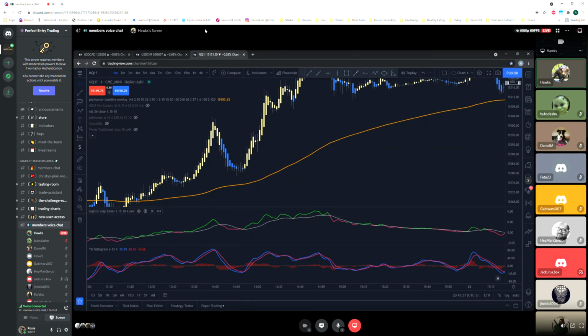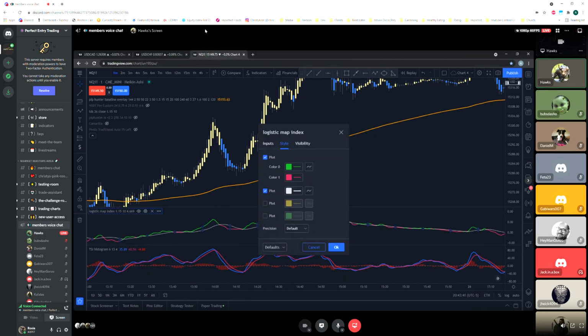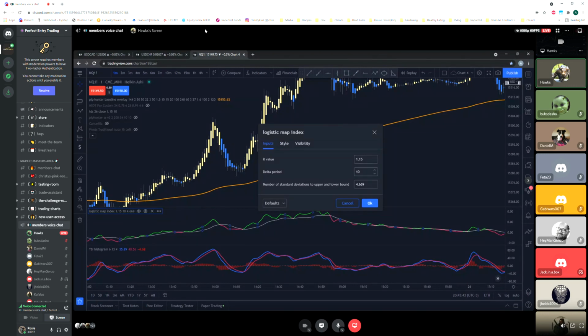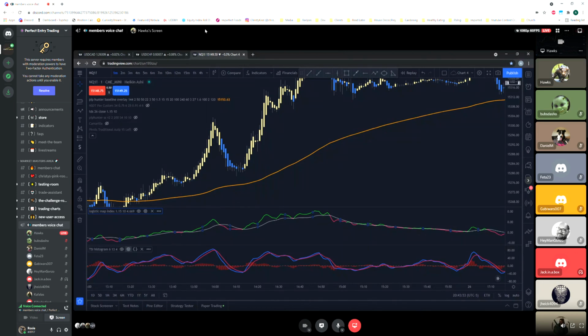If you can see right here on the LMI, I use the old LMI. These are my settings for it. It's the 1.15, and the delta is the 10. And the TSI is the 6, 13, 4. That's what I use.